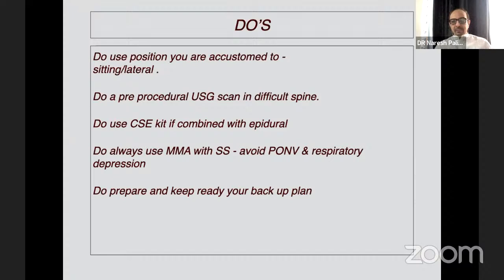Multimodal analgesia in the form of some blocks. If you are not combining it with epidurals, then you can use some blocks. Other drugs like paracetamol, dexamethasone, diclofenac, or the drugs which will avoid respiratory depression and post-op nausea vomiting for early recovery. Do prepare and keep ready your backup plan as always.